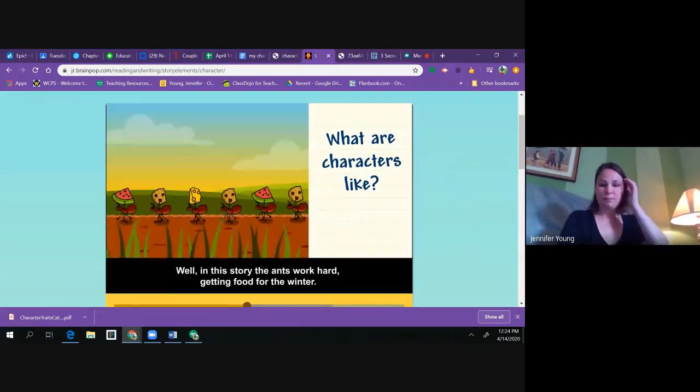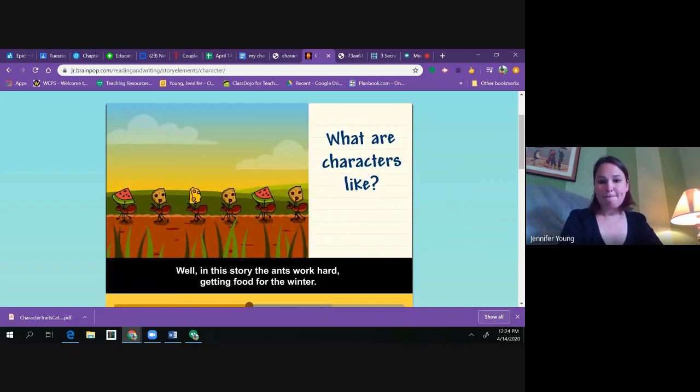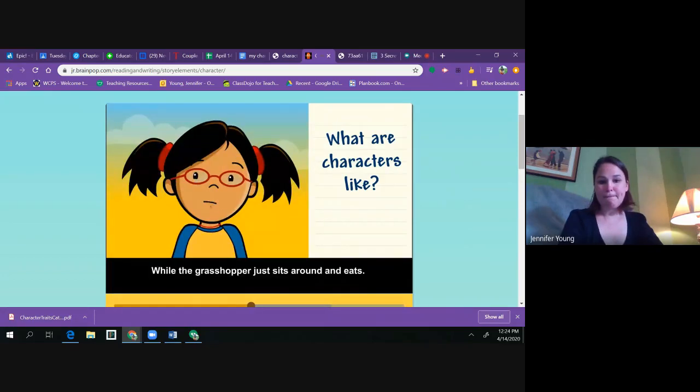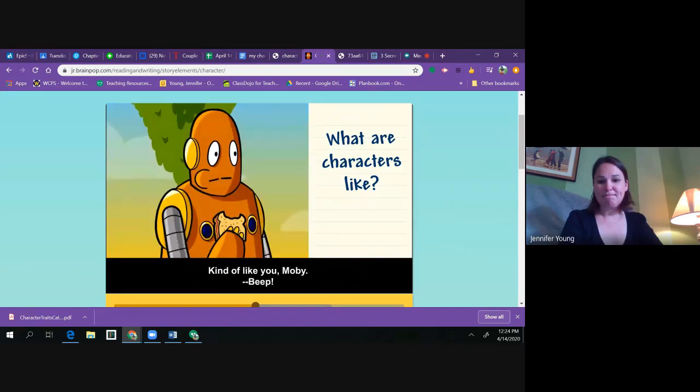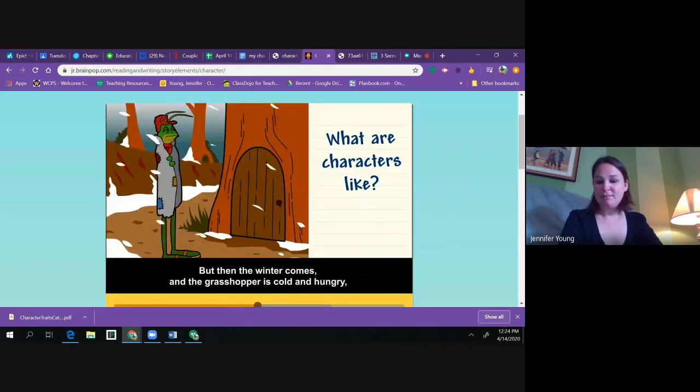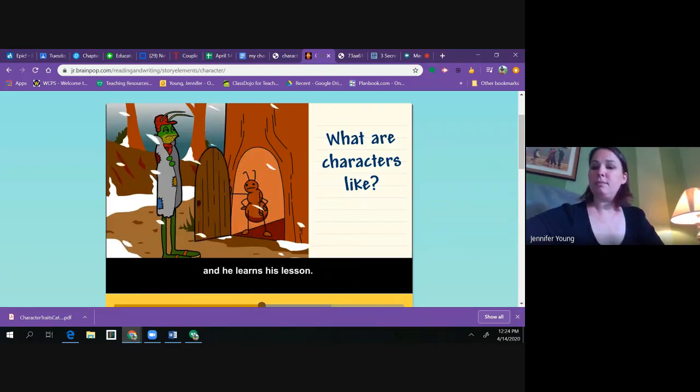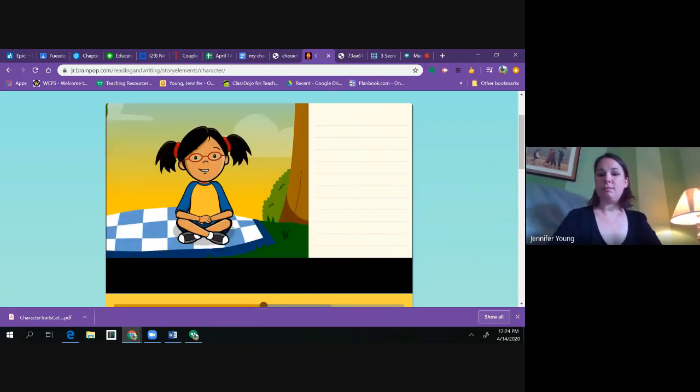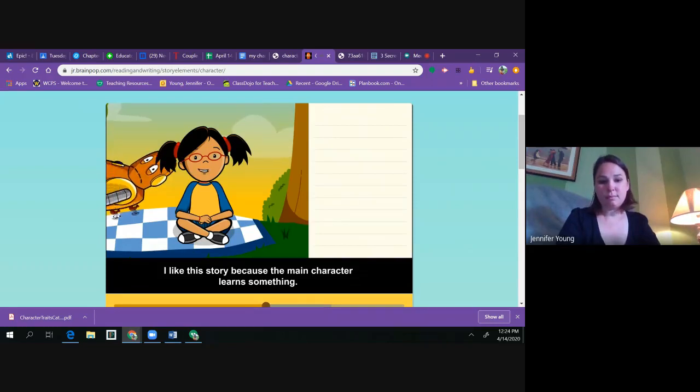Well, in this story, the ants work hard, getting food for the winter, while the grasshopper just sits around and eats. Kind of like you, Moby. But then the winter comes and the grasshopper is cold and hungry, and he learns his lesson. I like this story because the main character learns something.